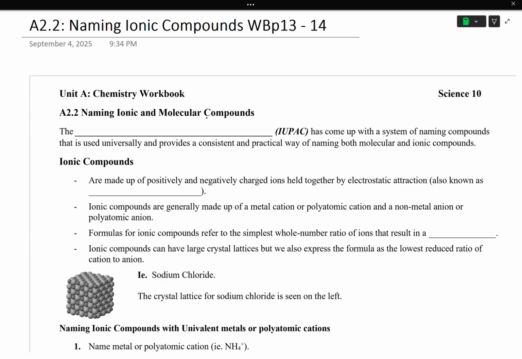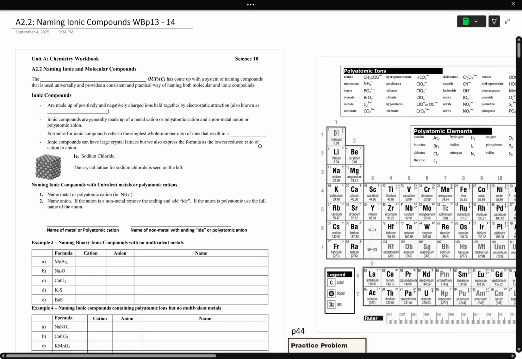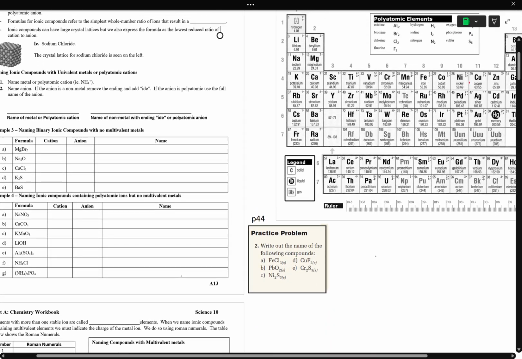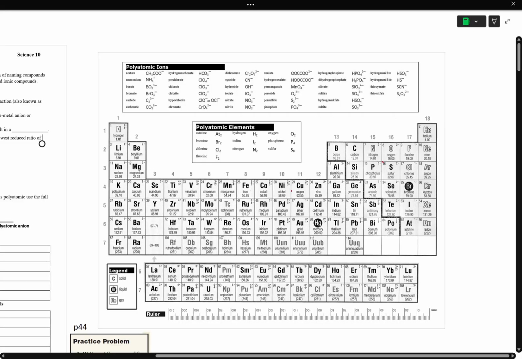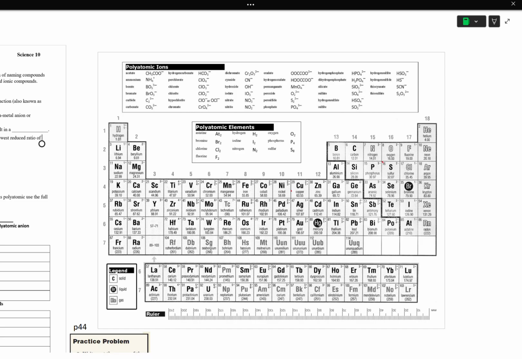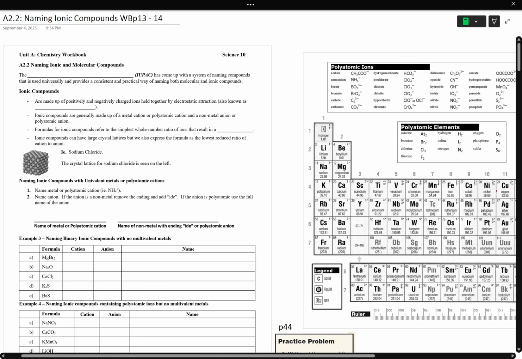Hello, Science 10. Today we are going to do naming ionic compounds. This is the beginning of chapter 2.2. You are going to start on page 13, and you are going to need your periodic table as well. Okay, let's get started then.